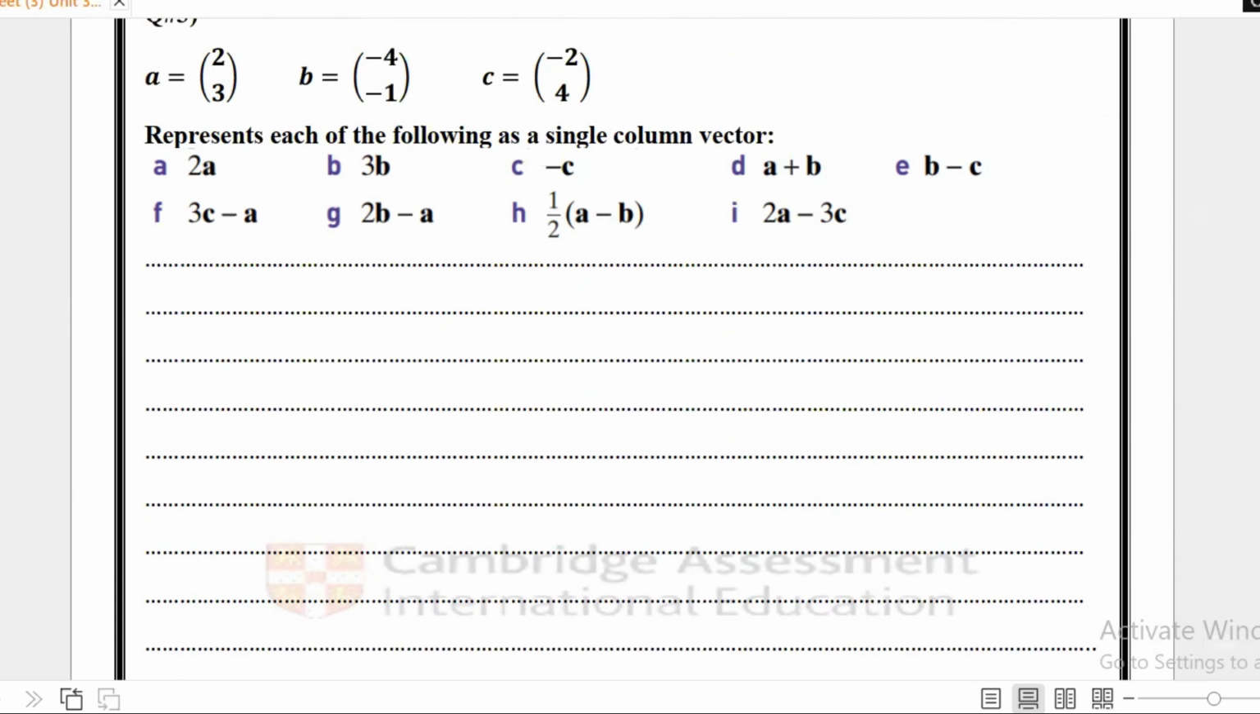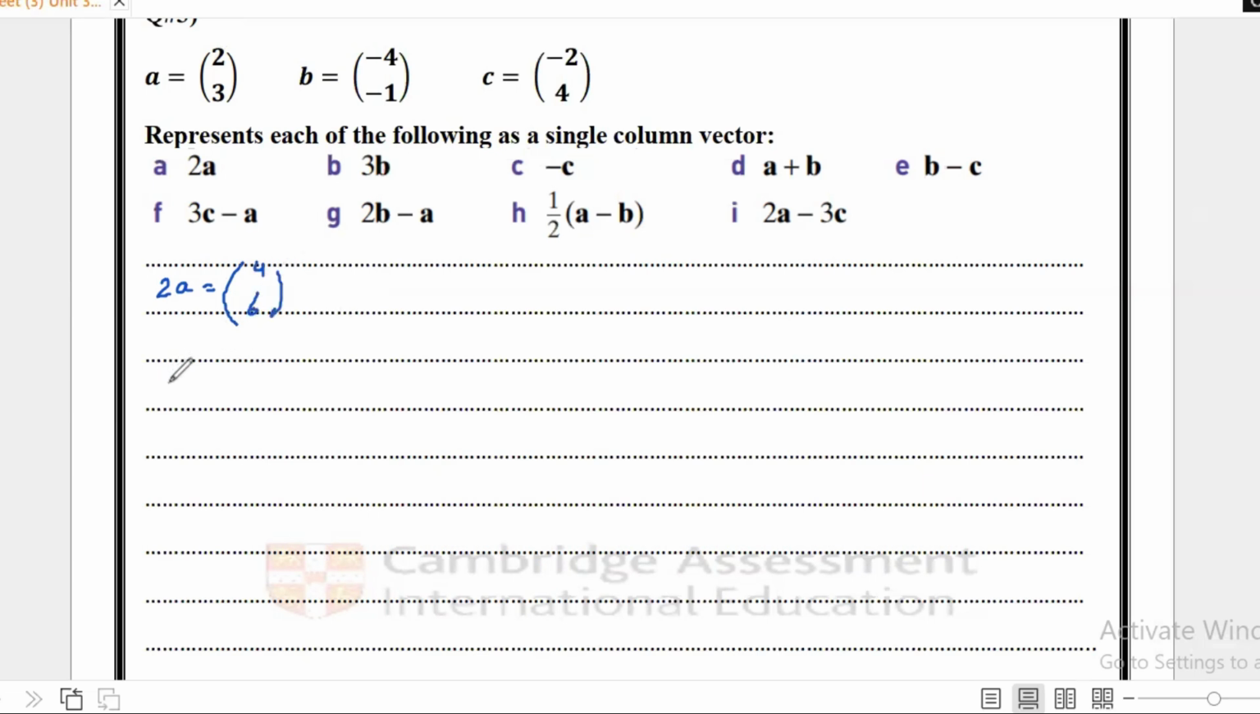Next, question number 3. In this question, vectors A, B, and C are given, and we have to simplify all these parts. So the first one is 2A. That means we are looking at the scalar multiplication of A with 2. So just multiply 2 inside. That means 2 twos are 4 and 2 threes are 6.